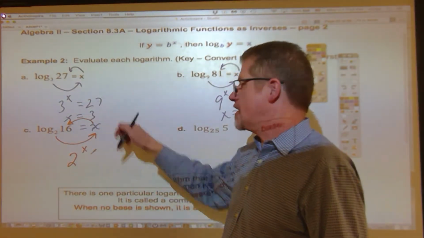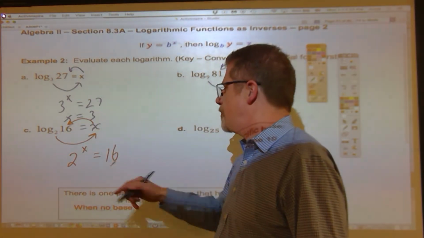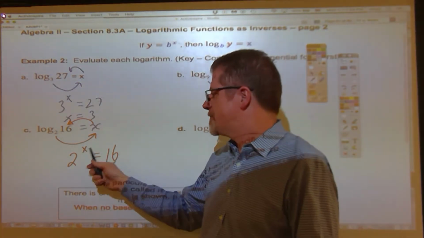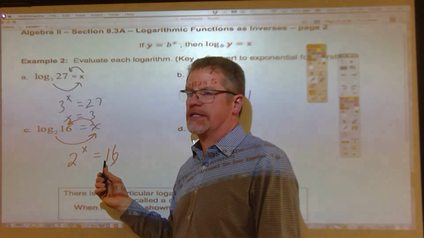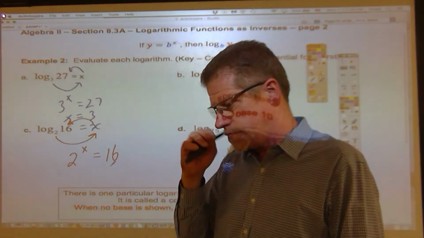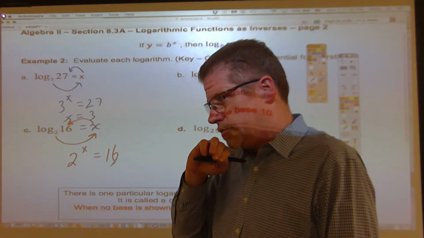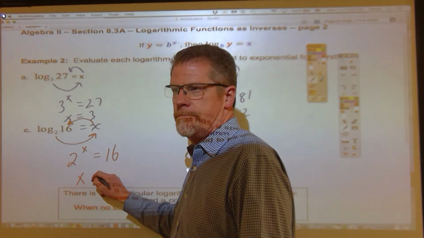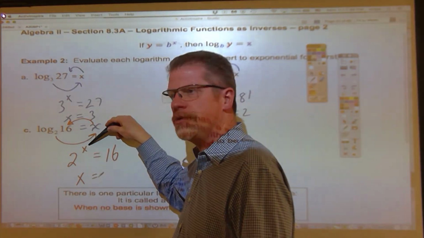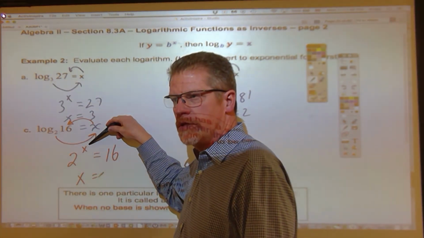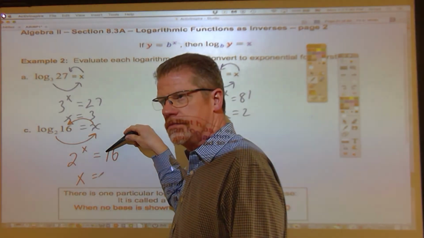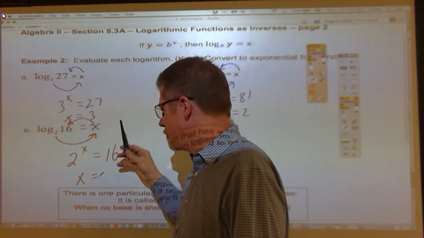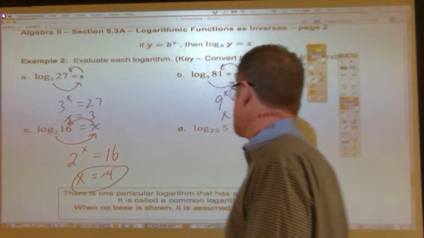A log is an exponent. And so just brainstorm here. What exponent on 2 would give you a 16? What do you think on that one? Lauren? What exponent would you place on the number 2 to get the number 16? 4 would do it. So the answer is x equals 4.